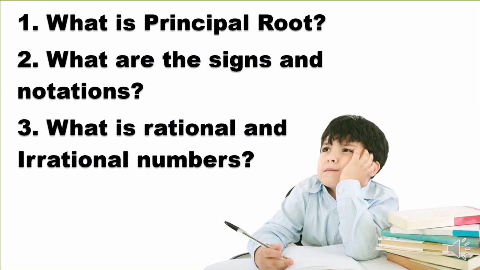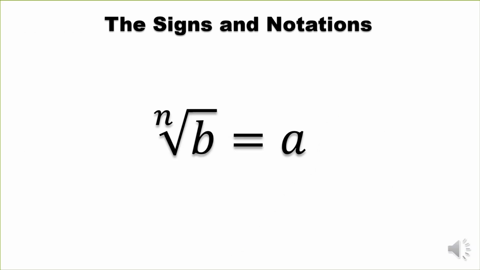So here are the questions we need to answer. Number 1, what is principal root? Number 2, what are the signs and notations? Number 3, what are rational and irrational numbers? Now let's talk about the signs and notations. So as you can see, we have a bunch of letters and symbols.